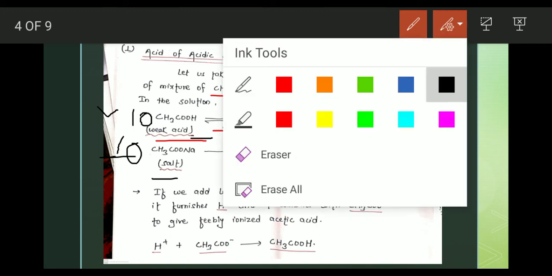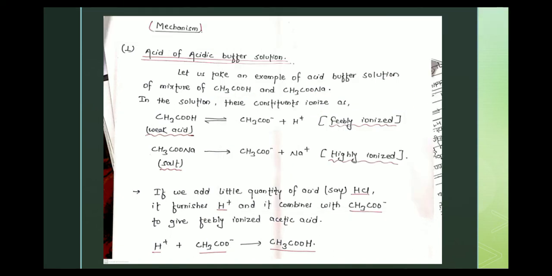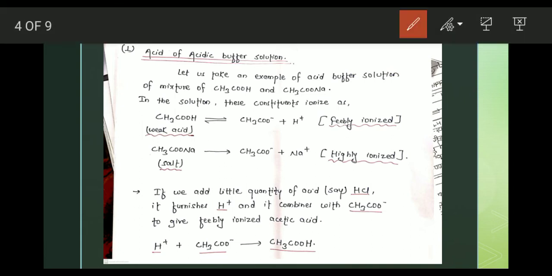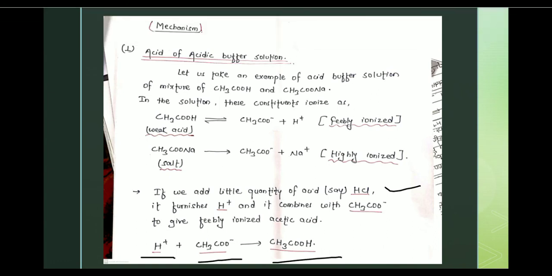Now let's see more. If we add a little quantity of acid, say HCl, which is a strong acid, it furnishes H plus, and it combines with CH3COO minus to give feebly ionized acetic acid. You can clearly see here that the H plus ion obtained from this acid and this acetate ion combine together and form acetic acid.